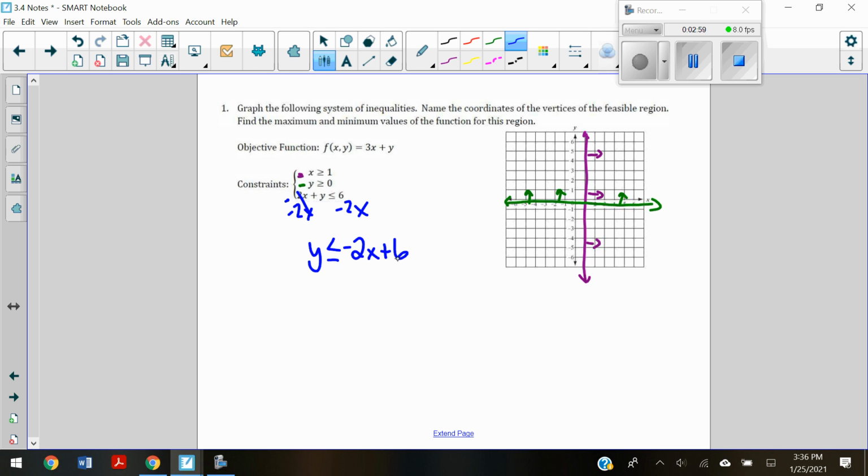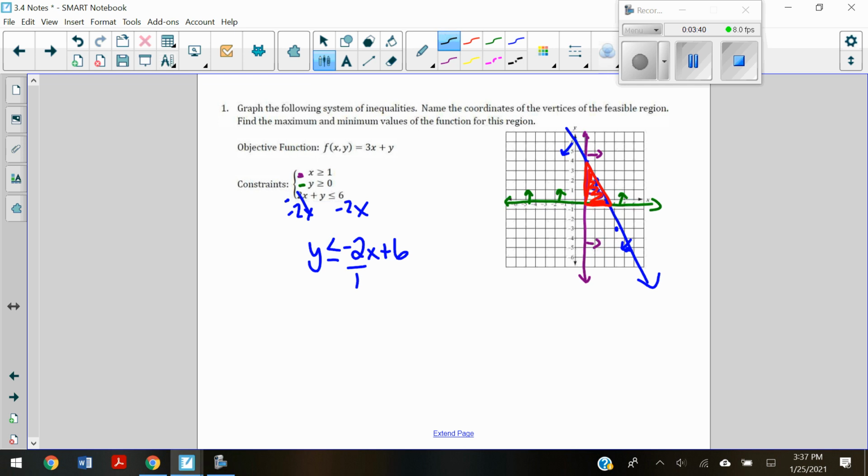My y-intercept is up at 6, and my slope is negative 2, but we want to think about that like negative 2 over 1. So down 2 and to the right 1, down 2 and to the right 1, and so on. It has an equals to, so it's a solid line. And it is less than, so we're going to be shading below. I'm looking for that area that has all 3 arrows pointing to it, and that's this triangle we have here. This is my solution set.